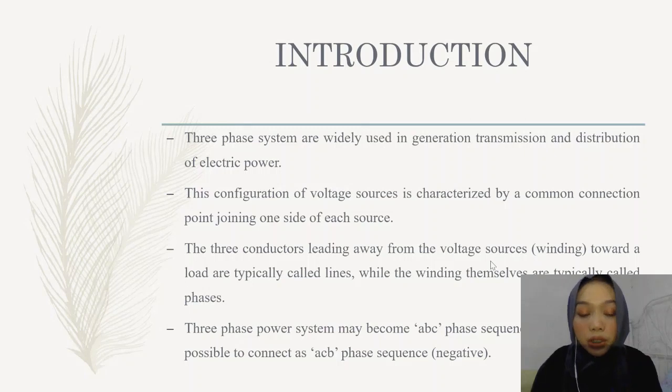For general information, the three-phase power system may have an ABC phase sequence, which is positive, and it is also possible to connect an ACB phase sequence, which is negative.